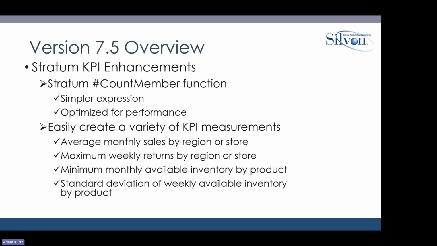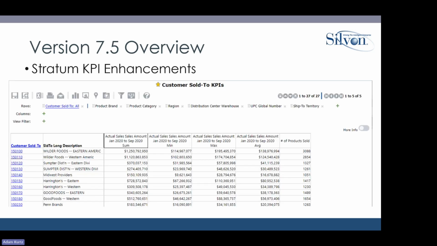We see that for all the months, January through September. Well, these guys are doing gangbuster business, 1.2 billion. So this is a really big customer, a really big client. But now you can set all this up, and here's a product count, by the way. So we can see that Wilder Foods buys 3,088 products, and so on and so forth.